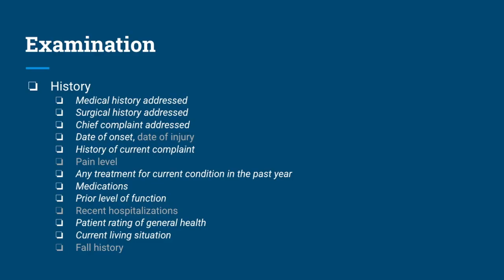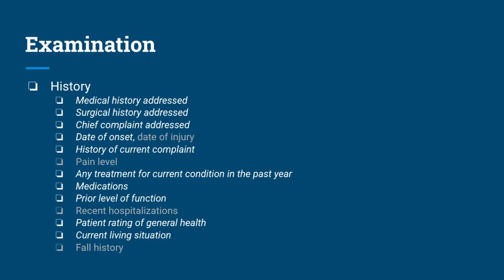Under your history, the italicized pieces here are recommendations from CMS to help demonstrate medical necessity. The non-italicized pieces are things that the hospital requires that we include. You want to make sure that you address the patient's medical history. Again, we're trying to establish medical necessity, and if the patient has several comorbidities, that's going to help show a need for skilled intervention. You want to address their surgical history, including related and unrelated surgeries, again, just to give a general picture of the patient.